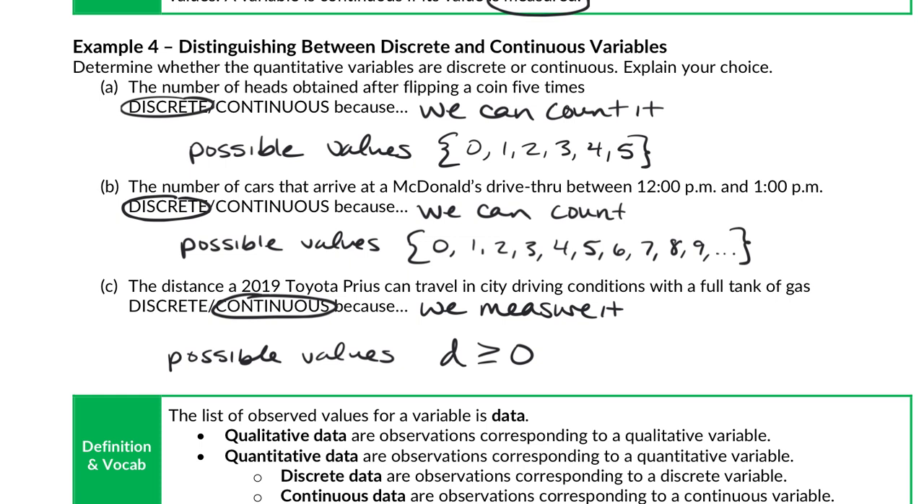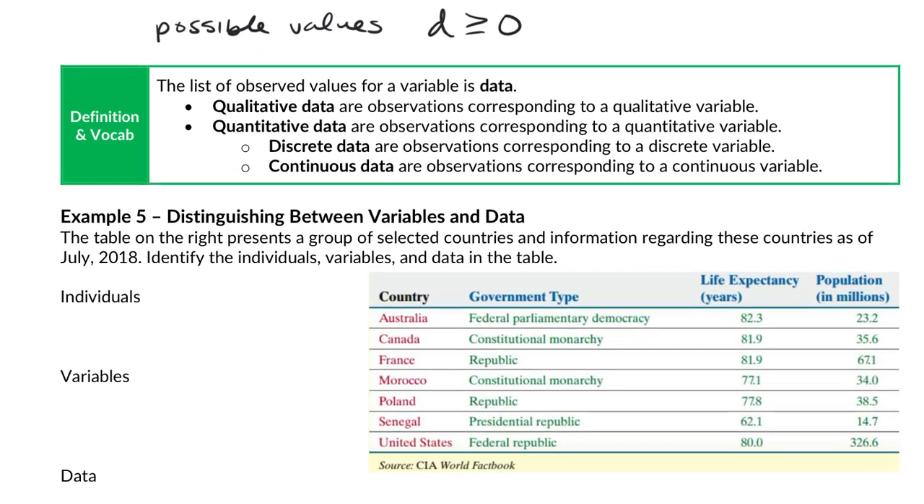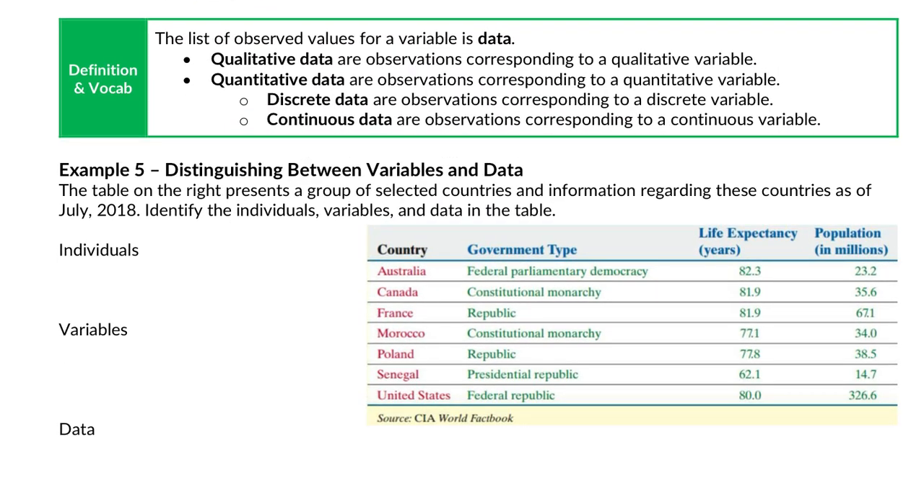So let's kind of put this together and see where these variables come from in an actual set of data. The list of observed values for a variable is data. Remember that qualitative data are observations from a qualitative variable. Quantitative data are observations from a quantitative variable. Specifically, going on, discrete data are observations corresponding to a countable variable. And continuous data are observations corresponding to a continuous or measurable variable.